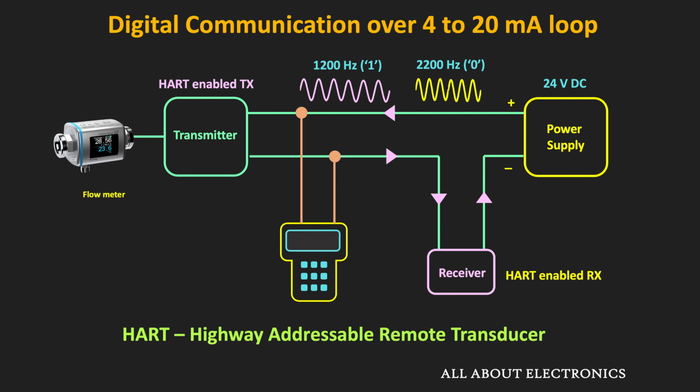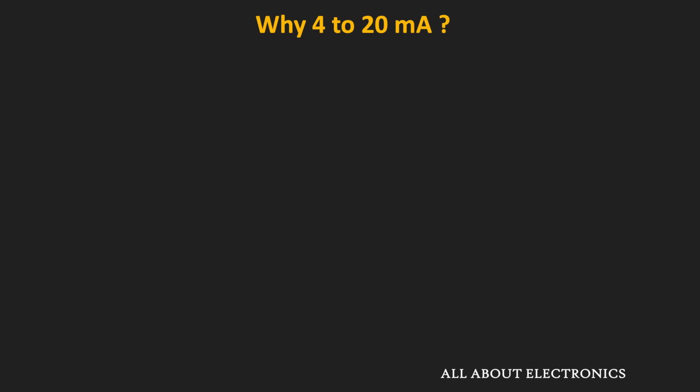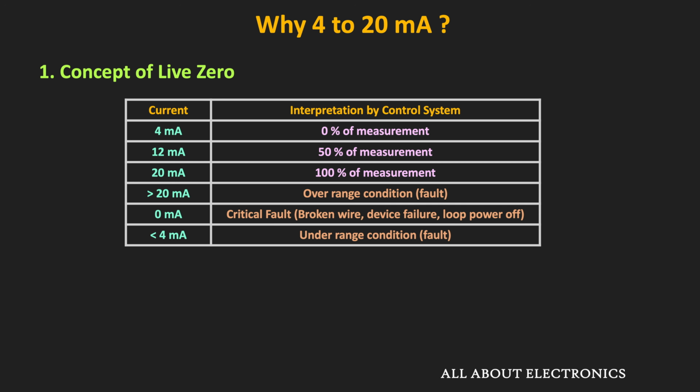So now, let us understand why the specific range of 4 to 20 mA is selected for the transmission. So we have already seen the concept of the live zero. So we have seen that instead of selecting the 0 mA, if you select the 4 mA for the minimum measured value, then the fault detection becomes very easy. But then the question is, why is it only 4 mA? Because it could have been also 2 mA or 3 mA, right?